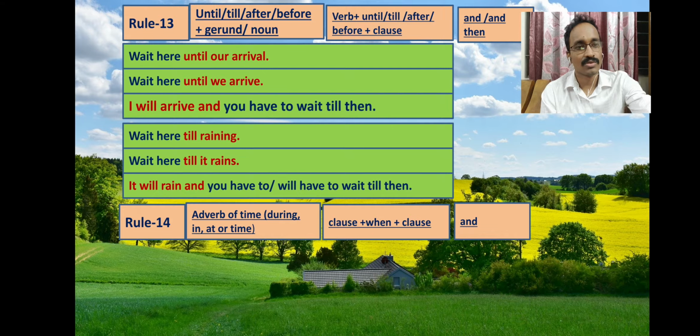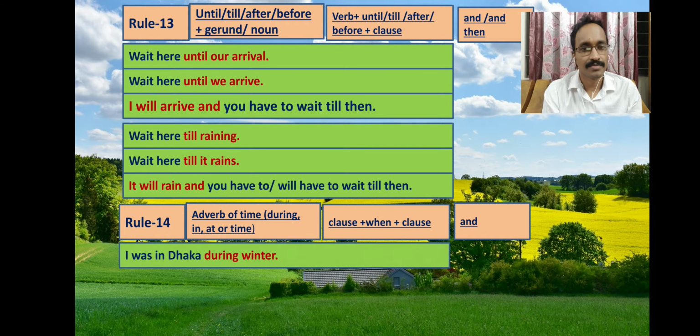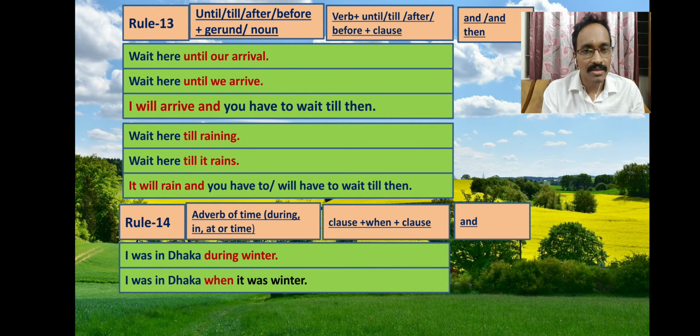So let's go through some examples. You see, I was in Dhaka during winter. So here during refers to an adverb of time. Now we will use when and we will make two clauses. So what is the answer? The complex sentence is: I was in Dhaka when it was winter.